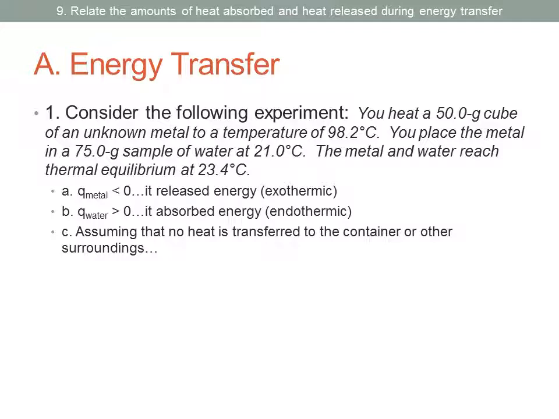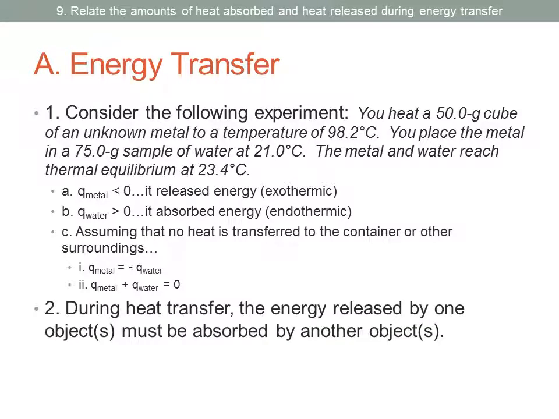If we assume or approximate that there is no heat transferred from or to the container or any of the other surroundings, in other words, it's only going from the metal to the water, this means then that the Q value of the metal will equal the negative of the Q value for the water. Another way of writing that, we can say that if we add those two values up, they're going to equal 0. In other words, the net heat transfer is always equal to 0 because whatever is released by one substance has to be gained by another and vice versa.